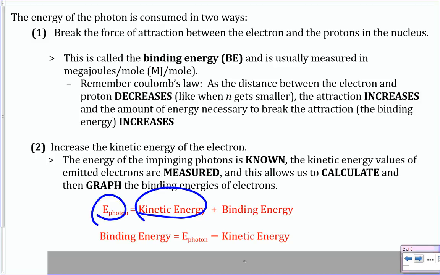We take the energy of the incoming photon and subtract from it the excess kinetic energy of the emitted photoelectron. Do that subtraction and you have the binding energy to remove an electron from an atom.